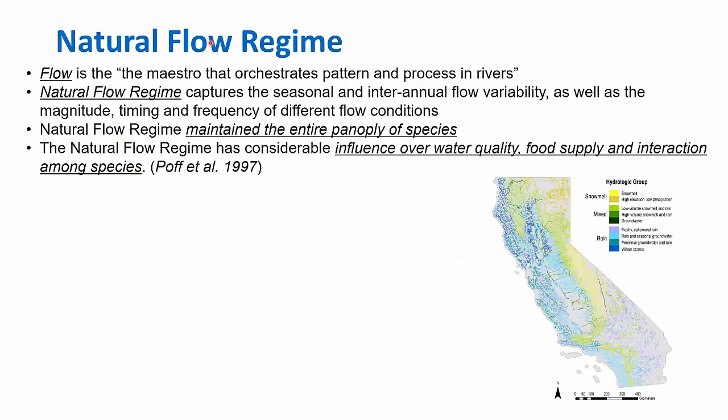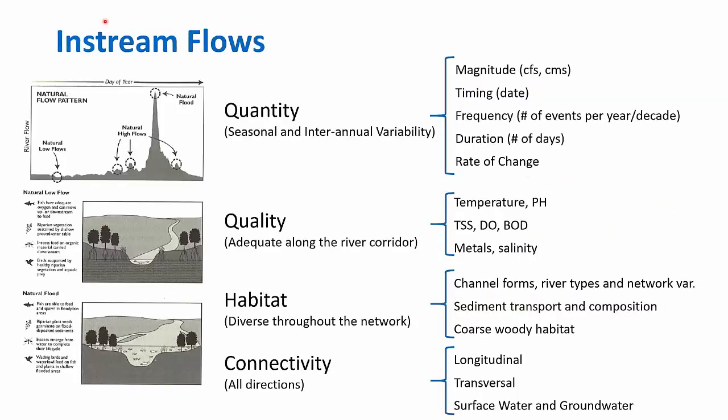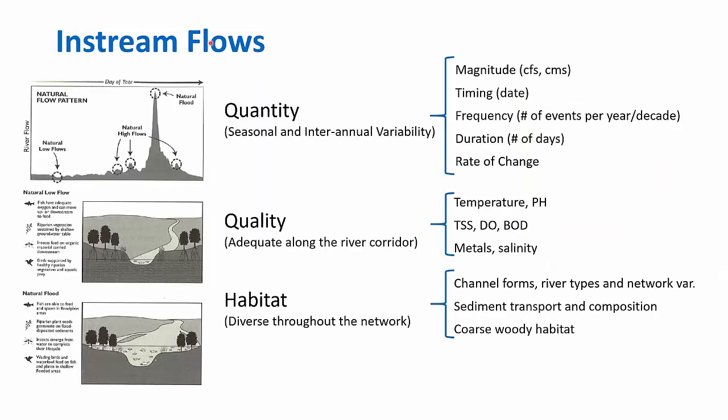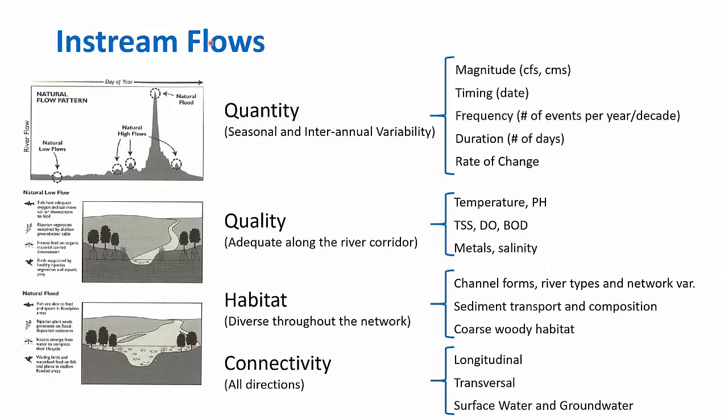So let me explain now. I'm going to switch gears. Those are the ingredients, the main components. Think of this: who are you inviting to a party? It will be these freshwater and riparian ecosystems. And what will be the different things that you're providing as a menu? It has to be quantity, quality, habitat, connectivity, and so on.